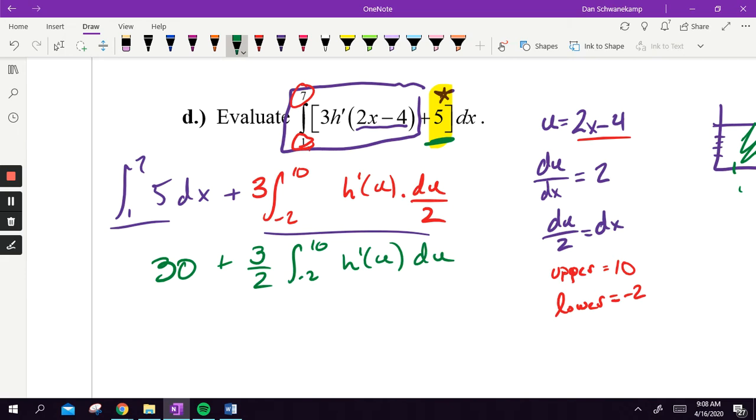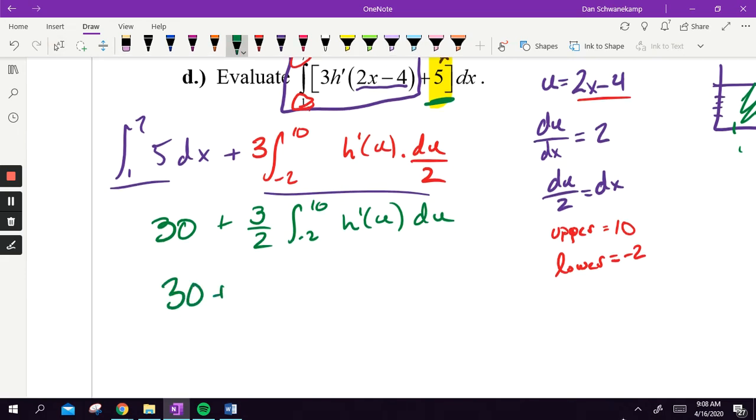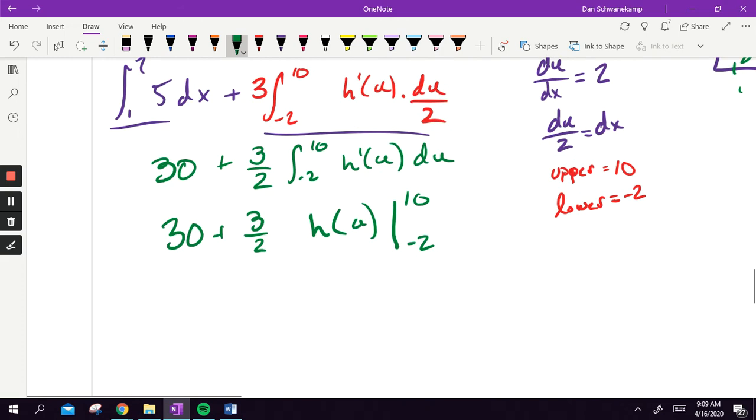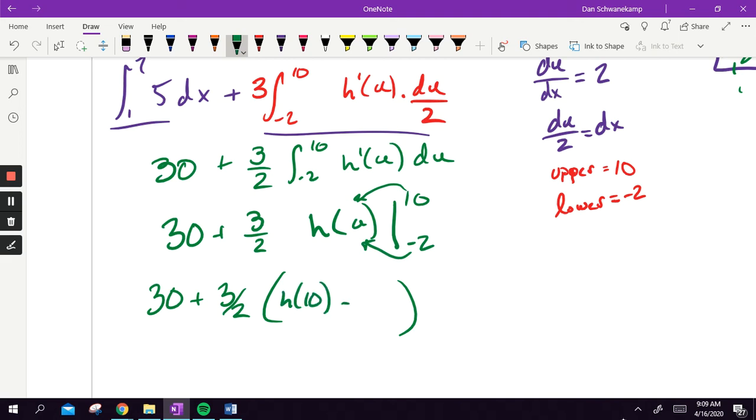So what is the antiderivative of h prime? Well, the antiderivative of h prime is h. So that is h of u, and I'm evaluating that thing from -2 to 10. All right, that's what we're trying to do here. So I've got 30 plus 3/2 times, I'm going to plug in the upper bound, I'm going to plug in the lower bound. So h of 10 minus h of -2, upper bound minus lower bound.